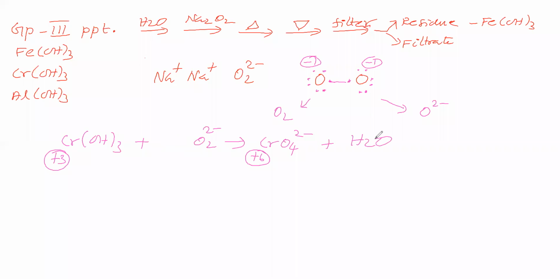So chromium undergoes oxidation and becomes chromate, and peroxide undergoes reduction and becomes water. This chromate is yellow in color. Here the cation is sodium, so the chromate will be in the form of sodium chromate, which stays in aqueous solution because alkali metal salts are soluble in water.